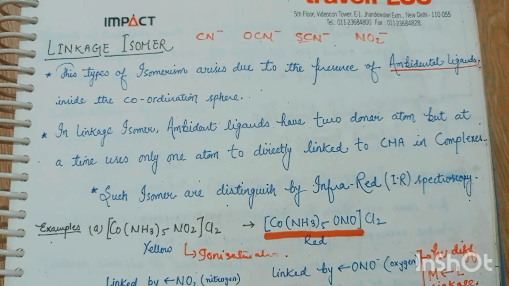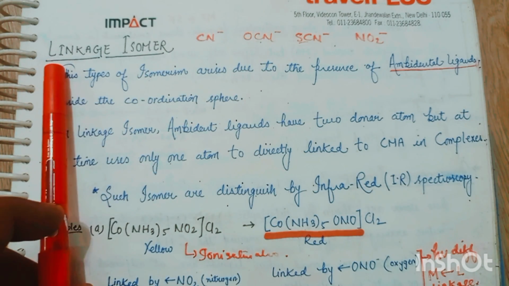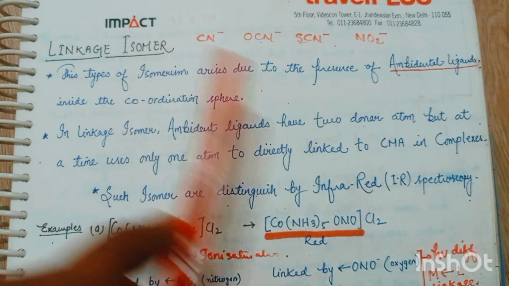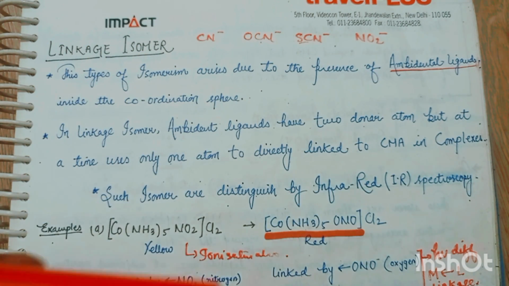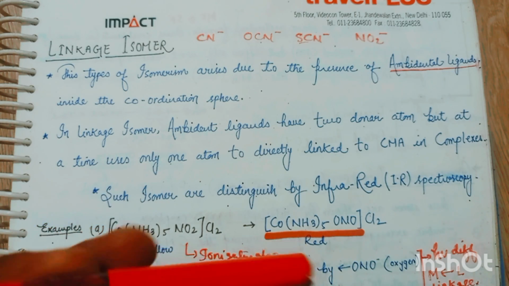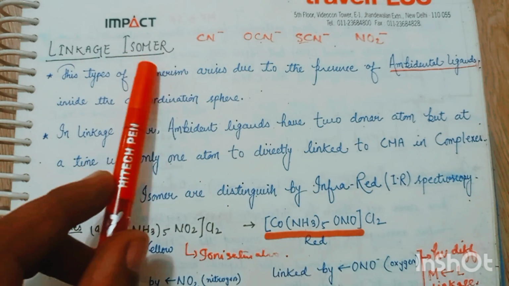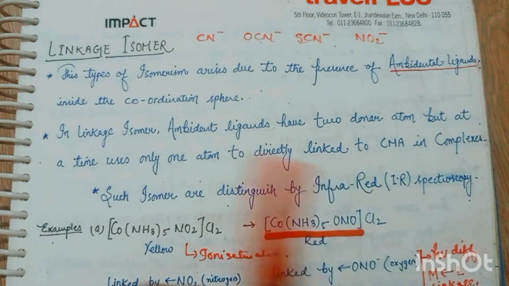Now moving to the third type of isomerism, that is linkage isomer. Very simple, dear student. Word itself indicate linkage, the way of linkage. If the way of linkage is different, then the type of isomerism will be called the linkage isomer.